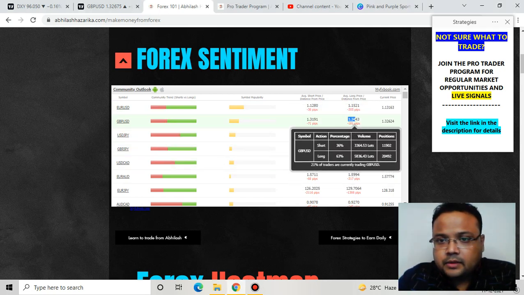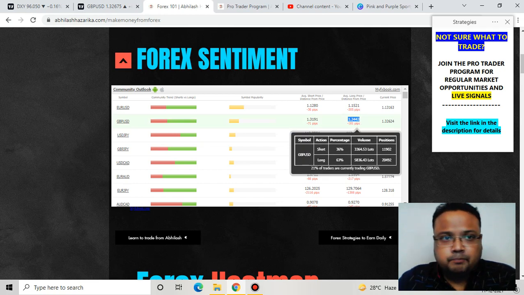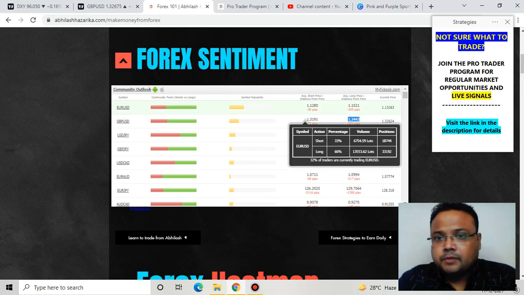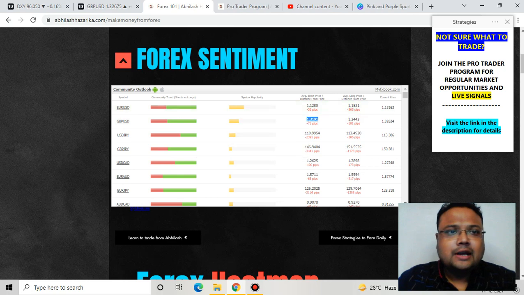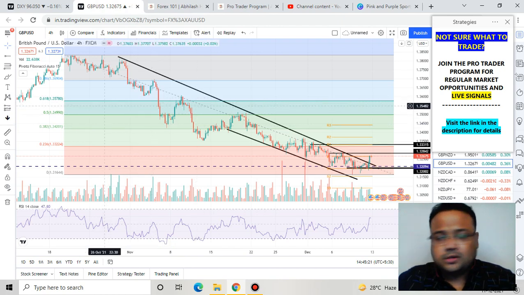And they have taken buy position at 1.3443 and they have taken short position at 1.3191. This is the average price where they have taken the short position, and right now market is trading at 1.3267. This is the chart of GBP USD.